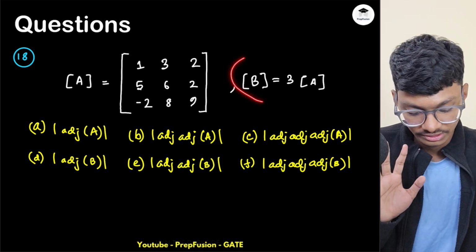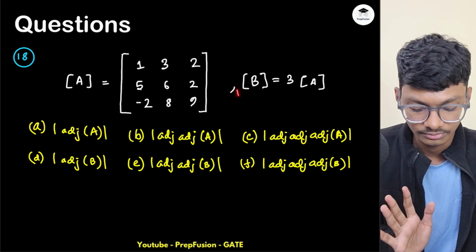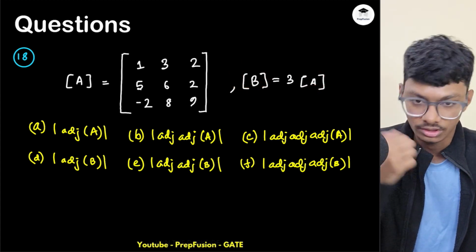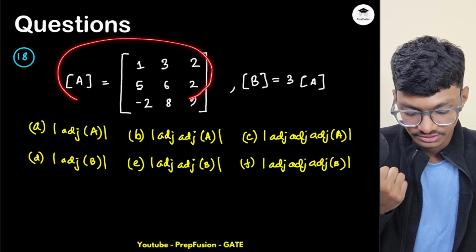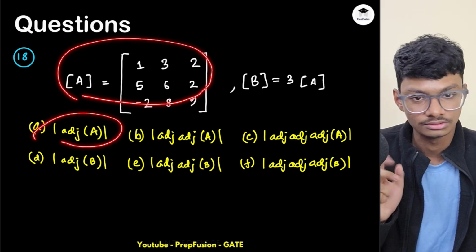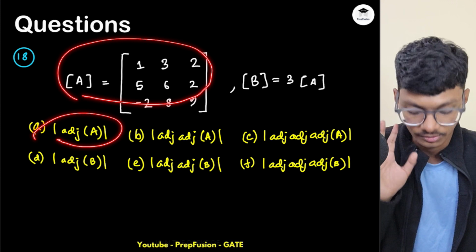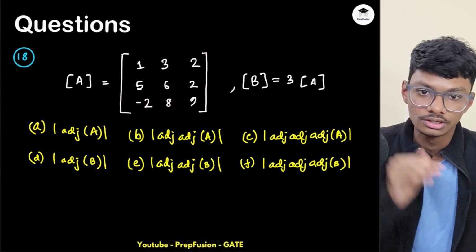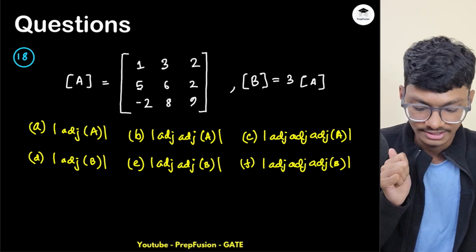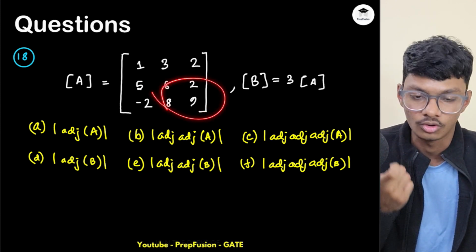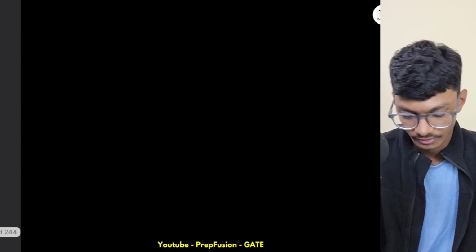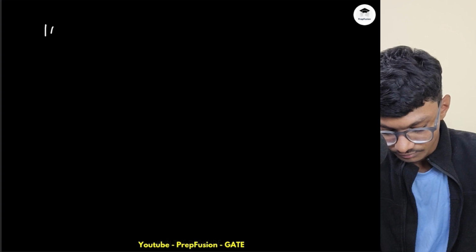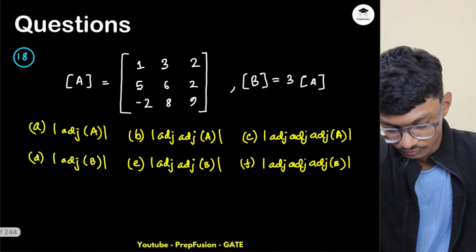Whenever there is a relationship given between B and A, obviously you can simply use the determinant property that I will tell you. But let us first find the determinant of A, and through that we can find the determinant of adjoint of A. What will be the determinant of adjoint of A? It will be equal to the determinant of A raised to the power n minus 1, where n is 3 in our case, because the order of this matrix is 3. So first we have to find the determinant of A.